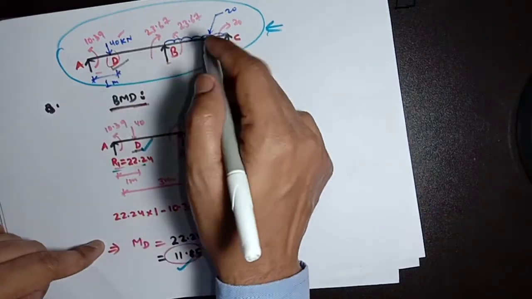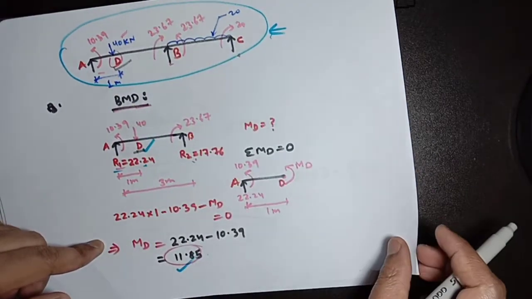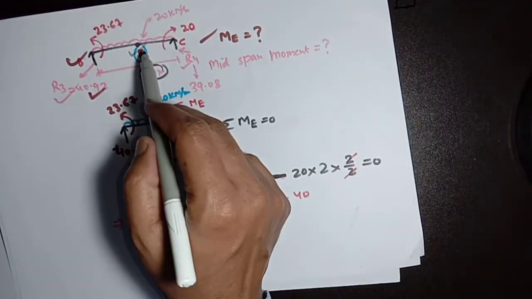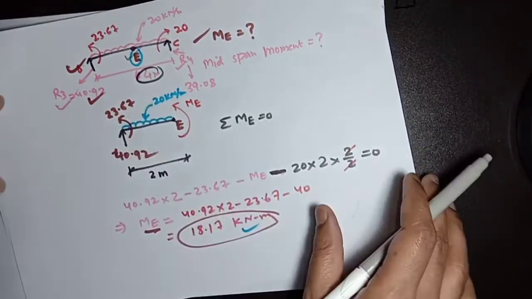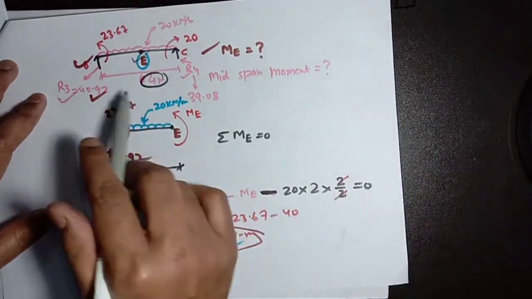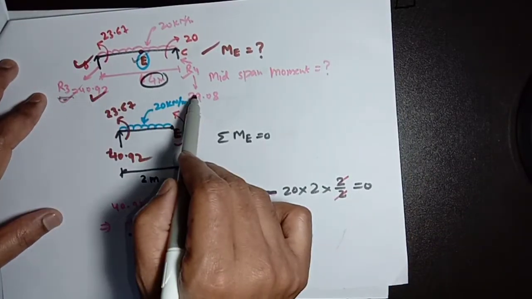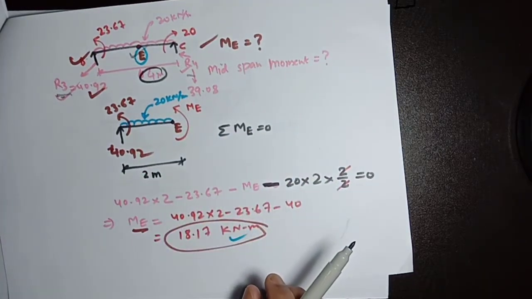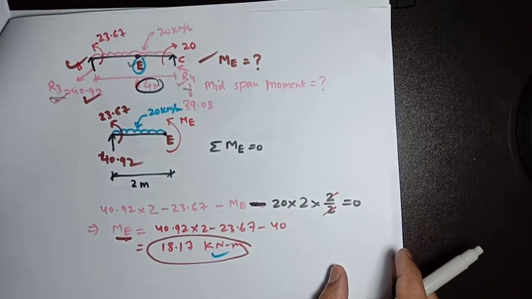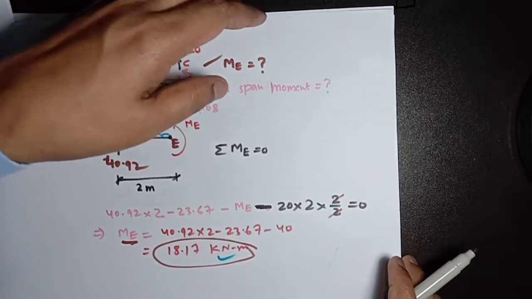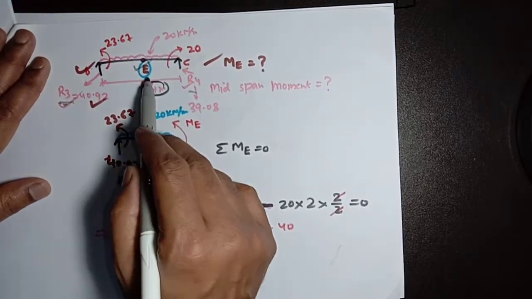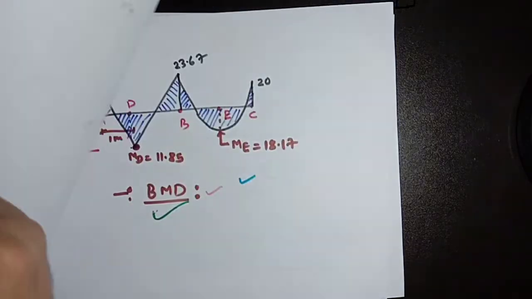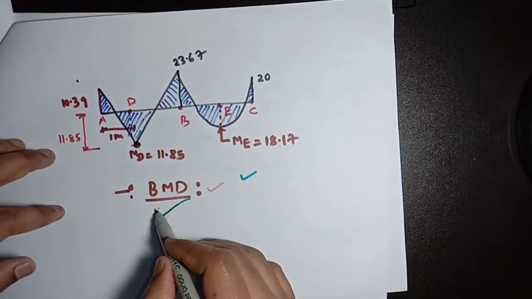And for span BC we have calculated the span moment at the center of this beam, the mid-span moment. I have taken reactive forces R3 and R4 here, using the conservation of moment. We have calculated the moment at point E and found this value, and at last I have drawn the BMD, the bending moment diagram.